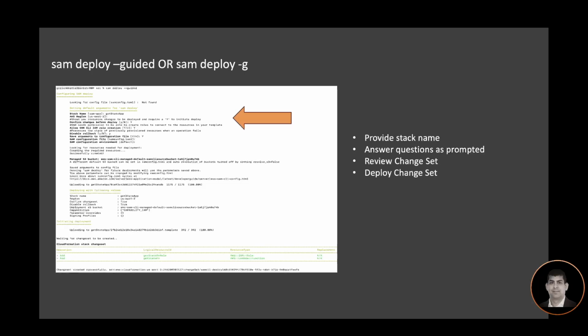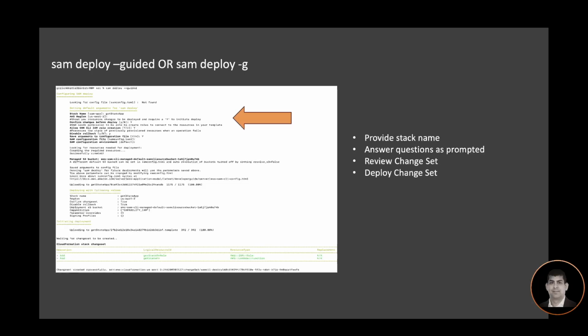In a nutshell, several questions will be asked. We are creating a stack, a CloudFormation stack using SAM. So it will ask for a stack name. I can select the default name or I can provide a new name. There are several questions around the region, the rollback, the configuration file. I'm going to select the default setting.